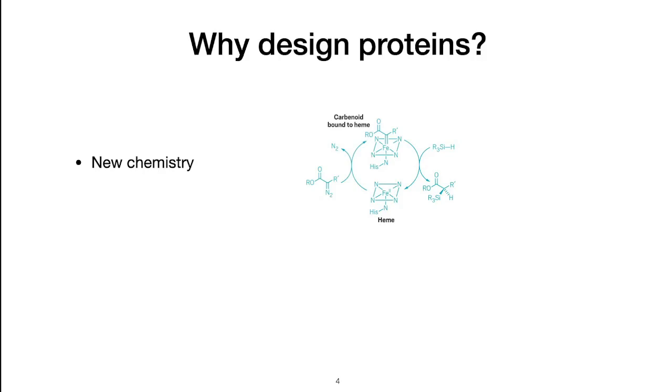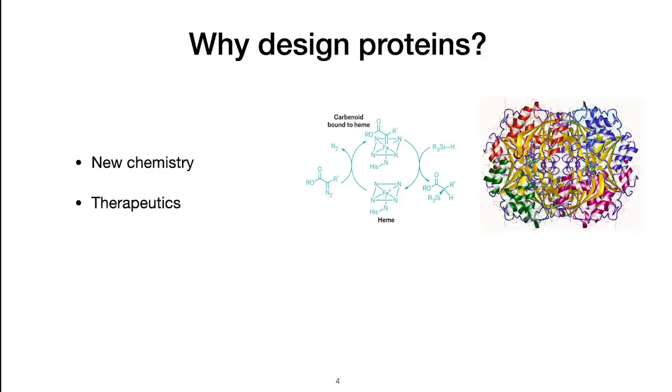Why should we design proteins? There's a bunch of reasons. Some of them include we might want to design new chemistries that aren't seen in nature, but that proteins can catalyze. For example, the Arnold lab a few years back convinced a protein to make carbon-silicon bonds, which are not seen in nature. They might be good therapeutics.